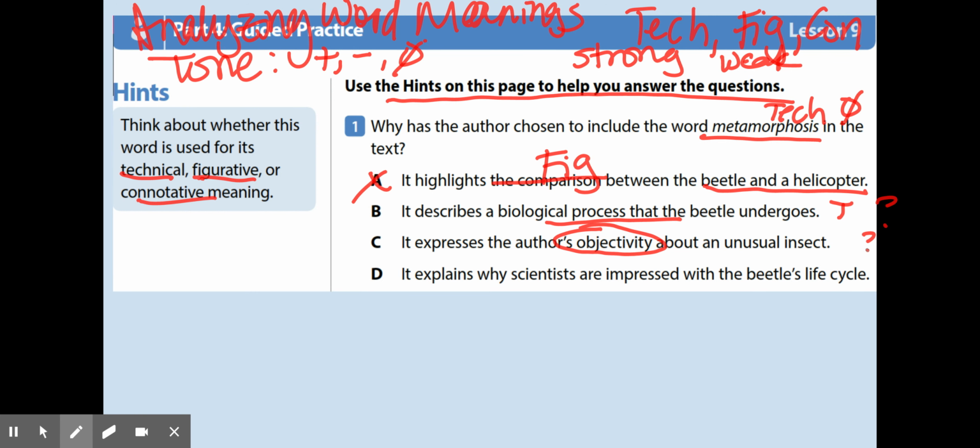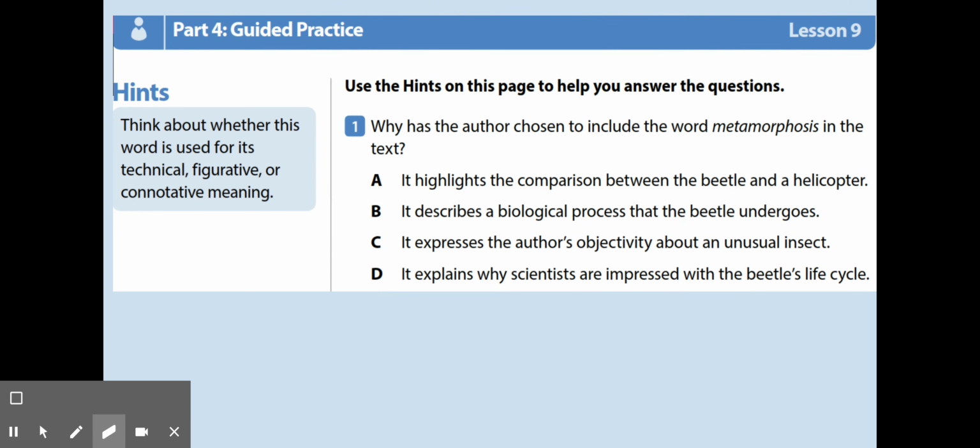D says this explains why scientists are impressed with the beetle's lives. Does it say that they're impressed? That is very much a connotative thing when it's using expressed. So that's a connotative response, not technical. When I narrow it down between B and C, B actually gives me the definition of metamorphosis, and it stays very technical. But at the end of C, it gives me this thing about an unusual insect. Well, that's getting a little on the connotative side, so I'm going to discount that. That leaves me with my answer, B. Yay! I hope you got it right. With that, we're going to move on to number 2.